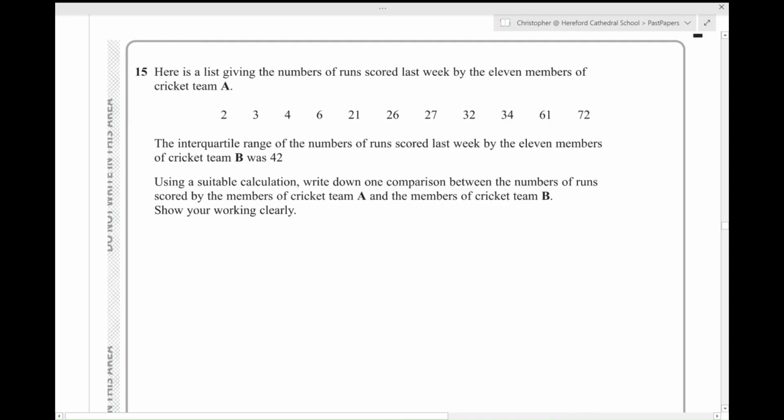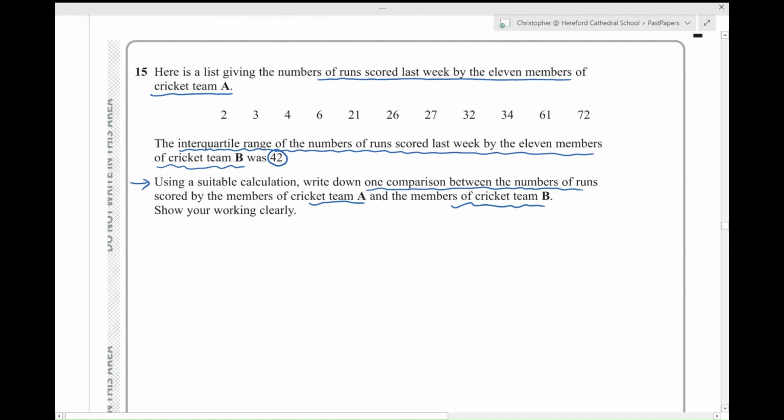Question 15. Here is a list giving the number of runs scored last week by 11 members of a cricket team A. Okay. The interquartile range of the number of runs scored last week by the 11 members of cricket team B was 42. Using a suitable calculation, write down one comparison between the number of runs scored by members of cricket team A and the number of runs scored by members of cricket team B.